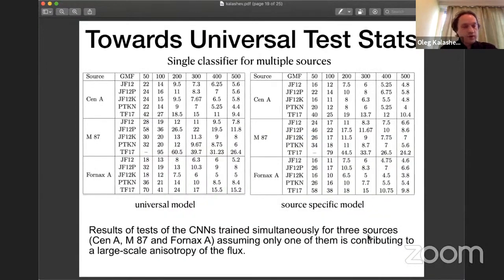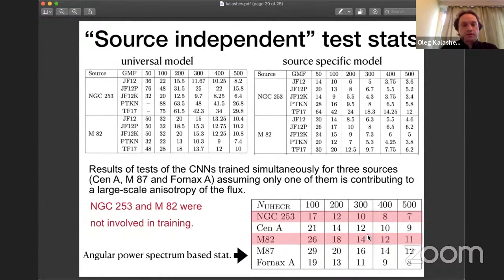And so far, for every source, we trained a separate neural network as a classifier. But one could train a single classifier for a number of sources. We did this exercise and have seen that although the performance drops slightly, we are still in good shape. We get much better results than one could get using the angular power spectrum-based test statistics. However, if we test this universal classifier on sources which were not involved in training, then we get worse numbers, and those numbers are similar to the numbers we get with angular power spectrum-based test statistics.